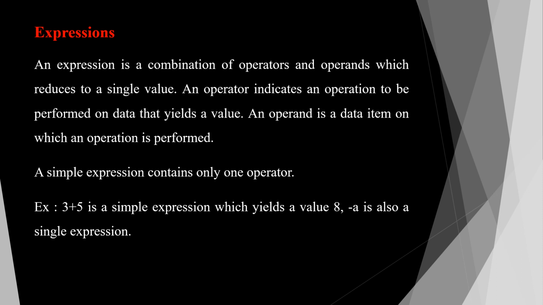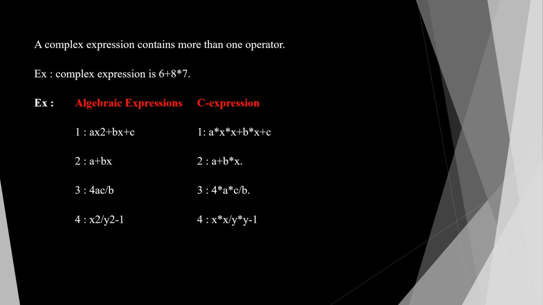A simple expression is, for example, 3 plus 5. This is one example of a simple expression. So what is a compound expression? One example is A plus B plus C slash D, with brackets or anything. The whole collection of operands and operators together is an example of a compound expression.